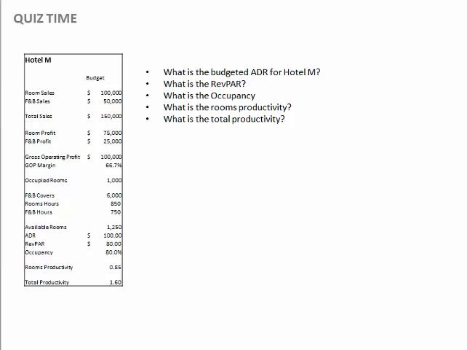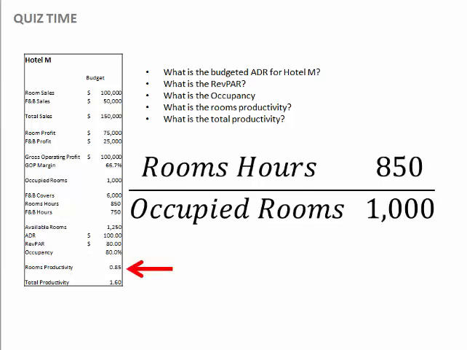So if we wanted to understand what productivity was, we can see here that the answer is 85 or 0.85. The way we arrived at that is if you take rooms hours and divide them by occupied rooms. So we can see that the rooms hours that were budgeted were 850 and the occupied rooms that were budgeted were 1,000. So that would suggest that for every occupied room that we have, we budgeted 0.85 hours to be used. Now that's important for a lot of reasons.